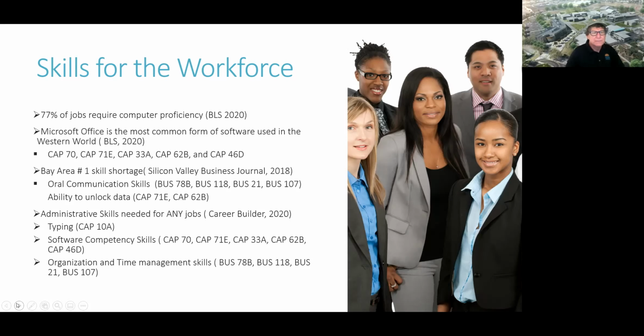Every person who's coming to college, you want to try to at least work towards typing 30 to 50 words a minute. It's going to save you time as you are transitioning from education into the world of work. Software competency skills and organization and time management skills. So again, when you are interviewing for that job or when you're looking for that promotion or maybe a salary increase step, you can really look to see how these CAP courses are relating to the skills that the current workforce is looking for.